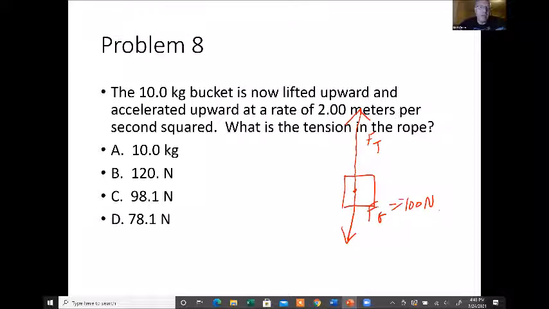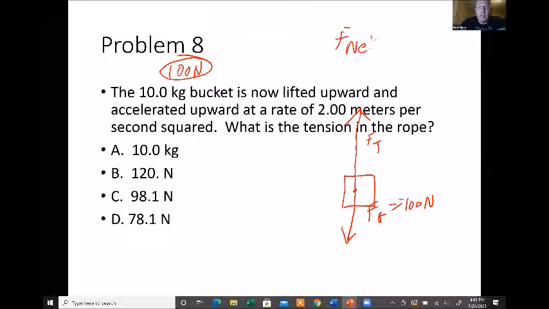Now we know that when the object has no acceleration, the tension has to be 100 newtons for the bucket just to hang there. If the force of tension was less than 100, the bucket would fall. It would accelerate downward. So we know there's got to be at least 100. On top of that 100, just to hold it there, now there's a net force to accelerate it upward. And we're going to calculate that net force just by using F equals ma.